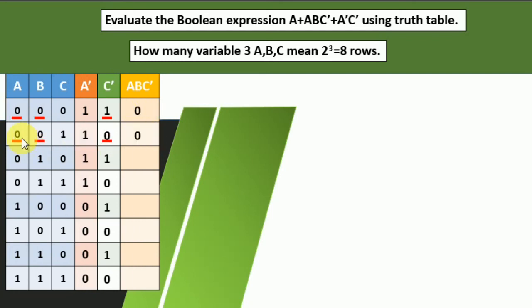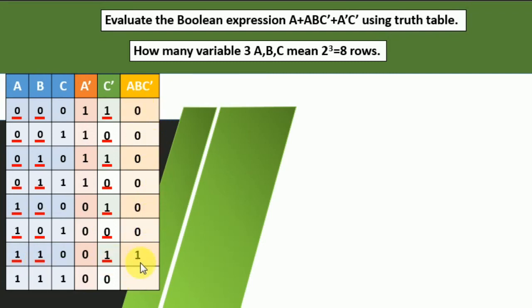0 0 0 0. 0 1 1 is going to be again 0. 0 1 0 is going to be 0. 1 0 1 again 0. 1 0 0 0. Only 1 1 1 is the true condition. If there is any false condition in case of AND, it automatically becomes a 0. So only 1 is going to be here. 1 1 1 is 1.